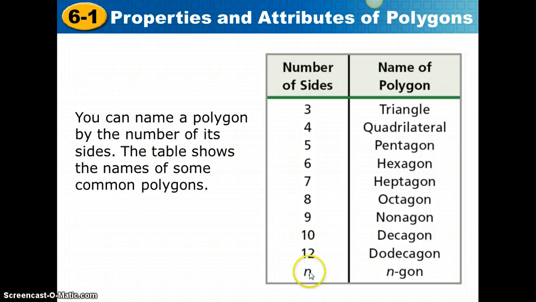And then anything else with n representing the number of sides it has, we just call an n-sided polygon. We do not say n-gon. We call it n-sided polygon. All right, and n represents the number of sides. And these are just some of the most common ones. You may notice there's some that aren't there. Obviously, we would just call those, using the number of sides for n-sided polygon.